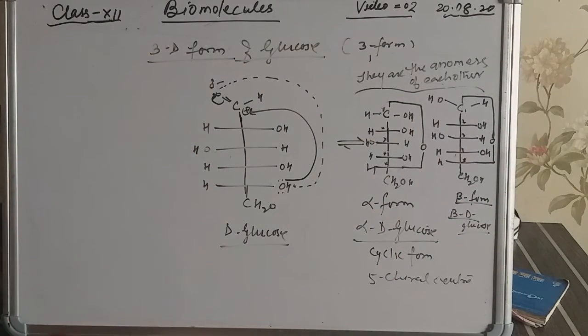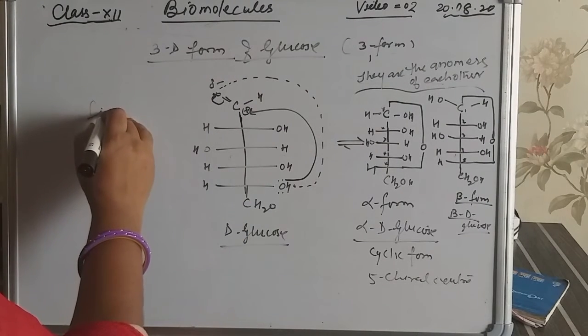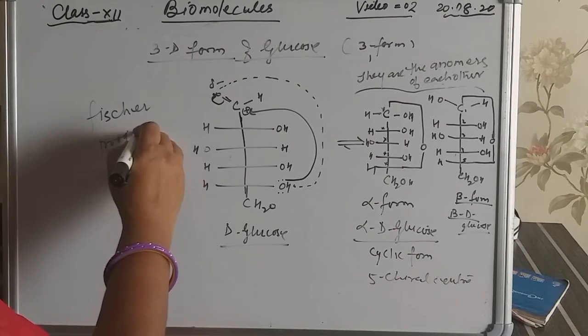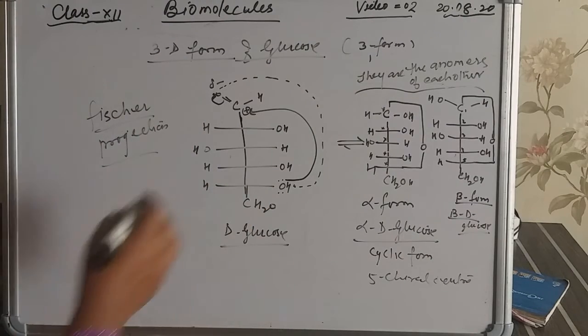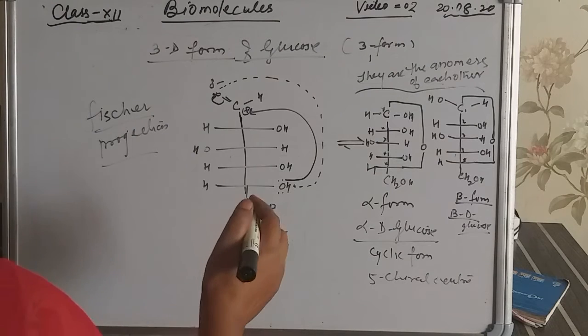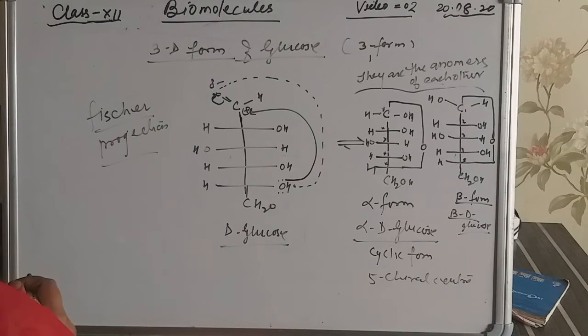So this is the Fischer projection, in which we symbolize the carbons with a straight chain like this. What are anomers? Anomers are compounds in which we consider only the position of the OH group at the carbon C1.